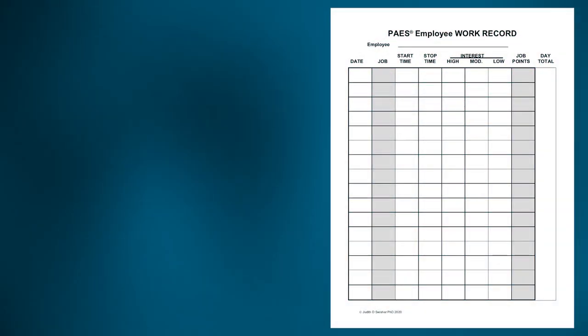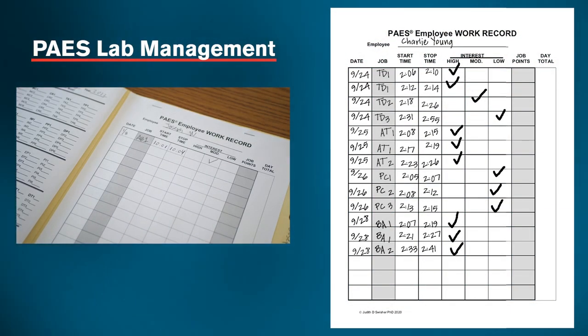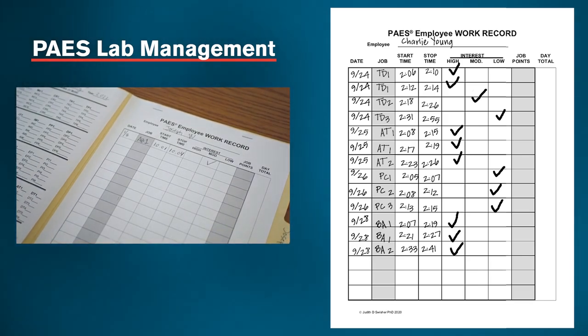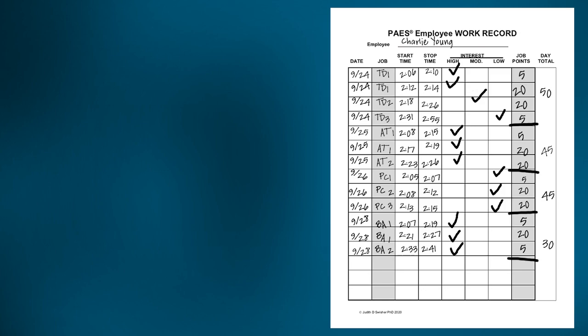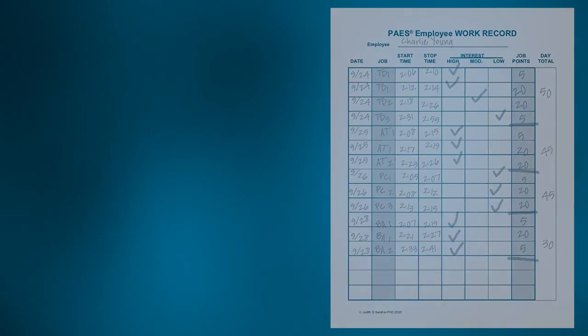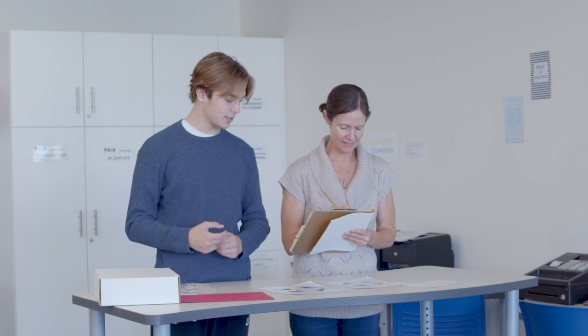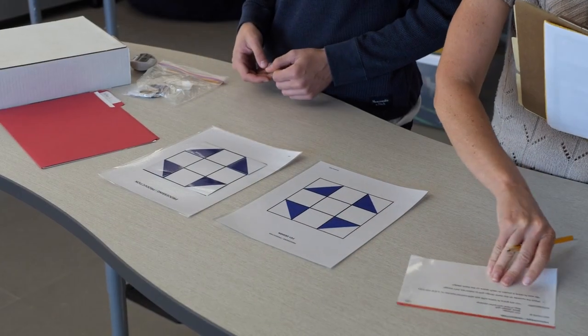First, let's look over the employee work record. We showed you how it was used by employees in the PAES Lab Management training video. However, we didn't discuss how to fill out the job points and day totals columns. At the end of every job attempt, after checking an employee's work and assigning scores, record points in the daily work record.